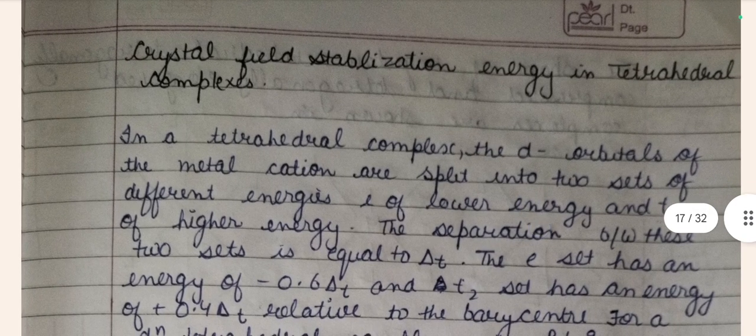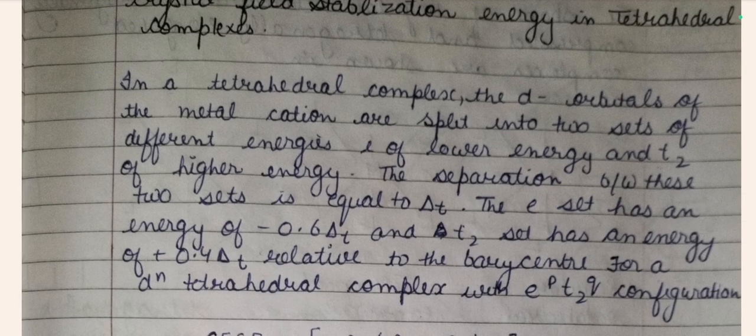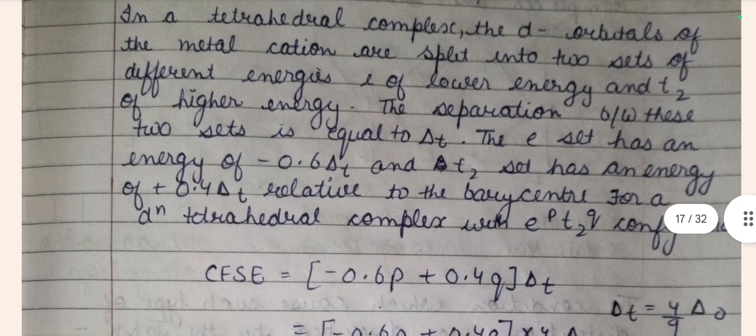Crystal field stabilization energy in tetrahedral complexes. In tetrahedral complexes, the d orbitals of the metal cation are split into two sets of different energy, E of lower energy and T2 of higher energy. The separation between the two sets is equal to ΔT. The E set has an energy of −0.6 ΔT, and the T2 set has an energy of +0.4 ΔT relative to the barycenter.